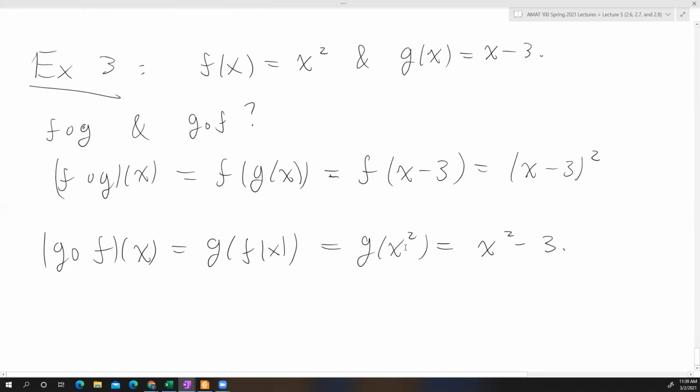I won't do the whole example. In the example, they want you to find the domains, but that's not really that hard because the functions are defined everywhere, so that's not an issue. And then you can plug in some numbers, and I'll just leave that to you, or maybe we'll go over that this Friday. So that's that.